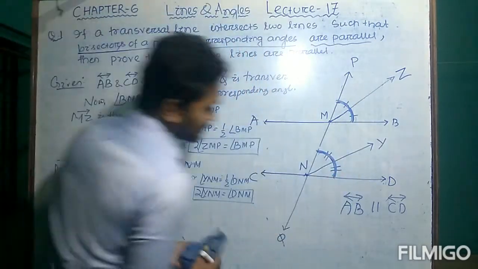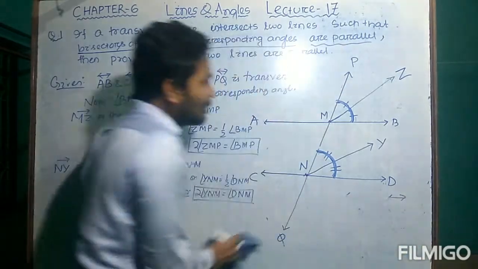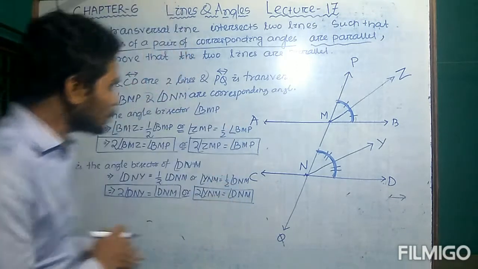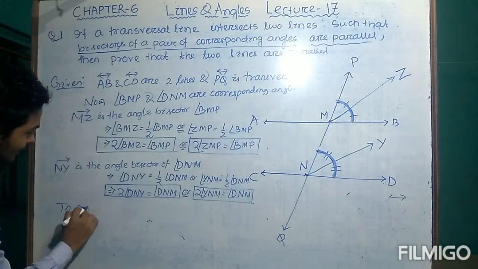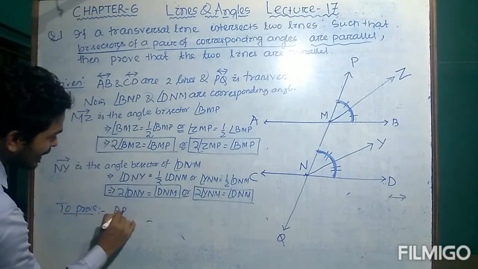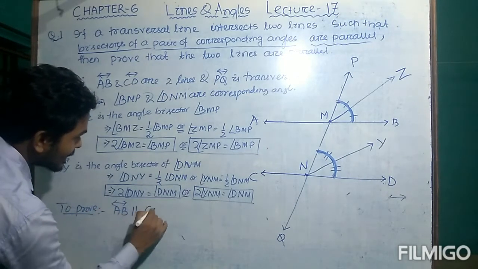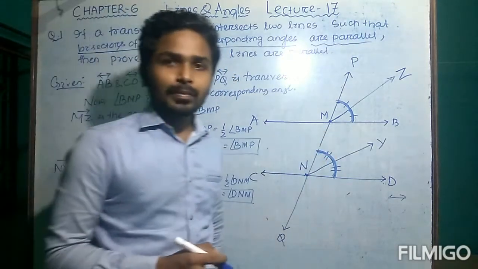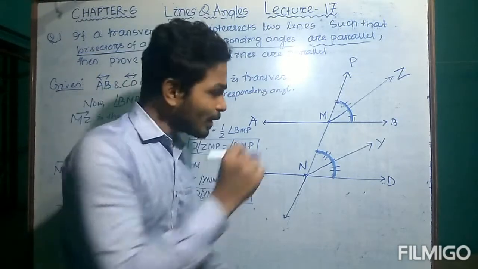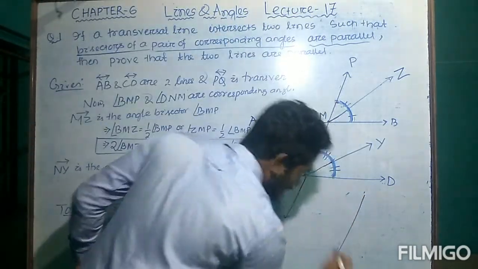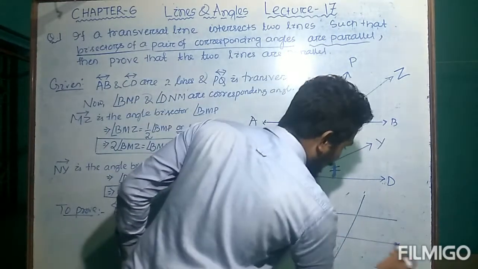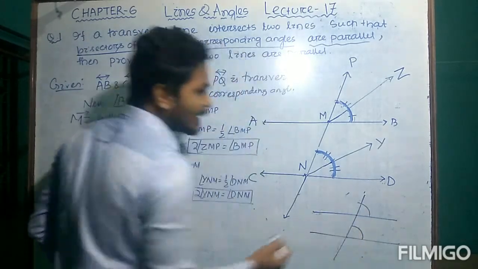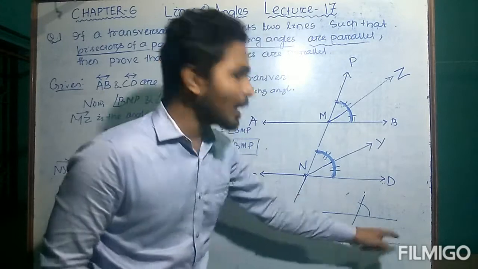Right? Next, how can we prove that line AB is parallel to line CD? This is the given section. Now you have to prove AB is parallel to CD. The question is, how can we prove that AB and CD are parallel? Recall axiom 6.4: if a transversal line intersects any two lines at two distinct points so that the pair of corresponding angles are equal, then the two lines are parallel.